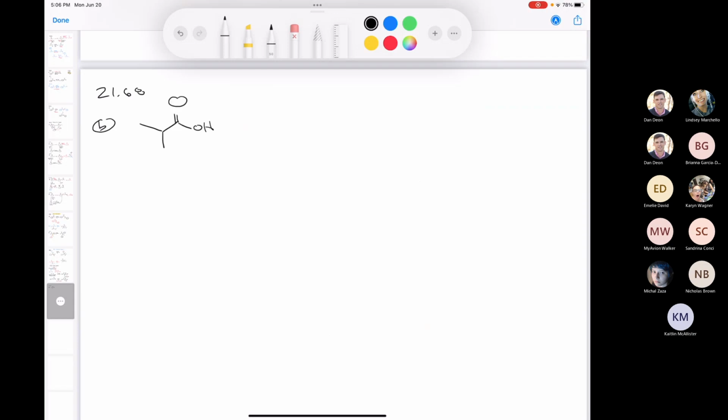So this compound here, which would be what? It would be alpha methyl propionic acid. So if we want to make this compound, this part is going to come from the diethylmalonate. That means you need to add 2 methyl groups, and that can be done using diethylmalonate.